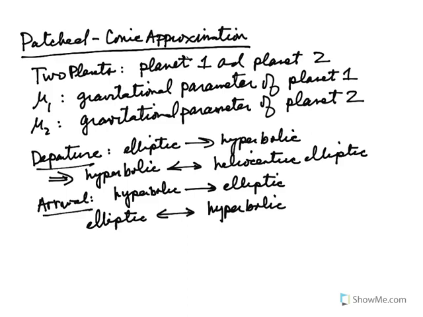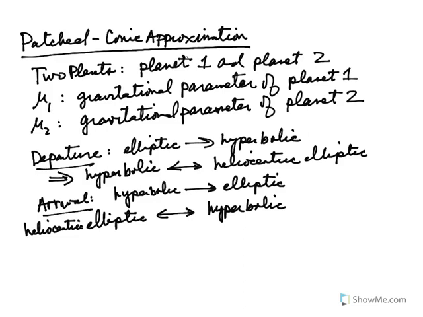And essentially what we're going to do is look at the conditions where, in this approximation, we can bridge the gap between that exit hyperbola, or that departure hyperbola, with the heliocentric elliptic portion, and then bridge the gap between the heliocentric elliptic portion and the hyperbolic portion when you come in or arrive at the second planet.